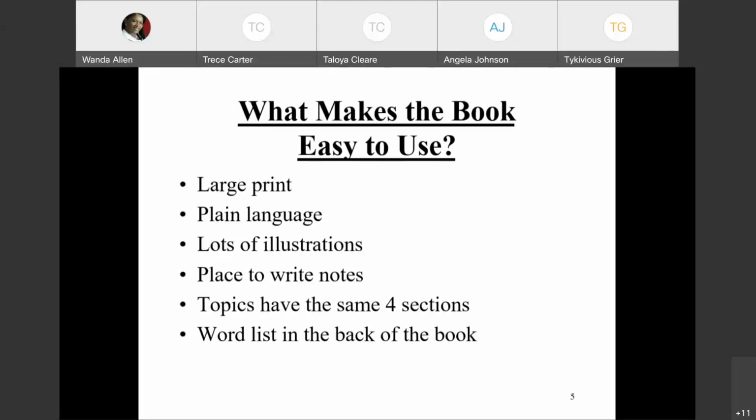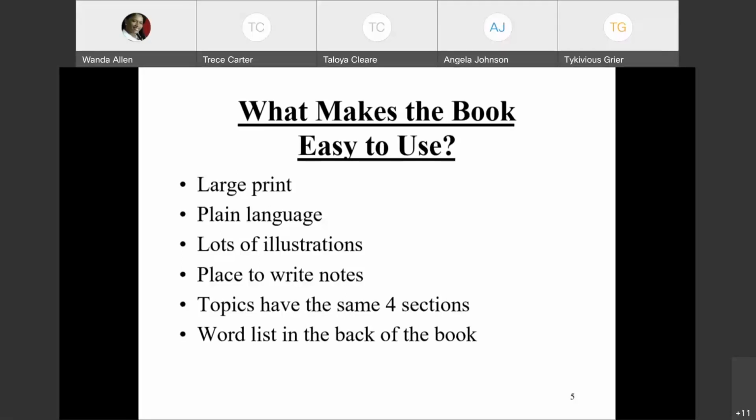Okay, here on this slide, this is information about the special features of the book, basically what makes the book easy to use. And you want to go over these and talk with your participants about this information: the large print, the plain language, the different illustrations, and the areas where they can write.